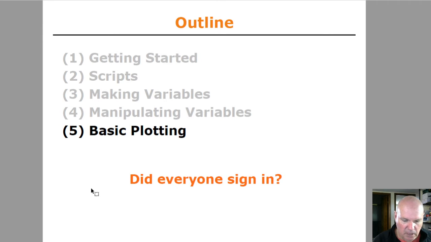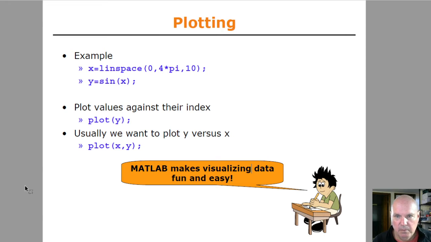Okay, so let's look at doing some basic plotting. This is one of the real strengths of MATLAB or Octave, is to produce beautiful plots. Here we're going to, I'll just copy this example. This will generate a vector x with linear space, with equally spaced values. In this case, 10 values between 0 and 4 pi.